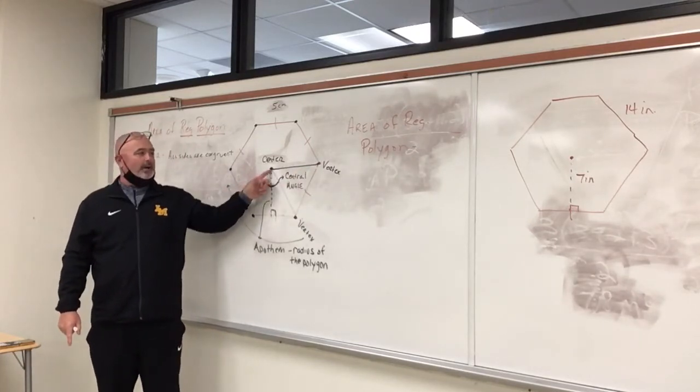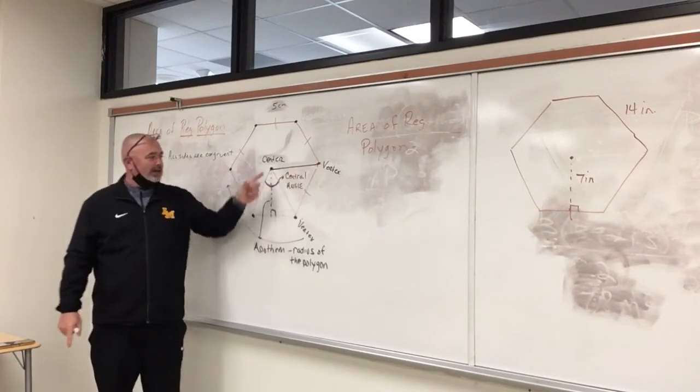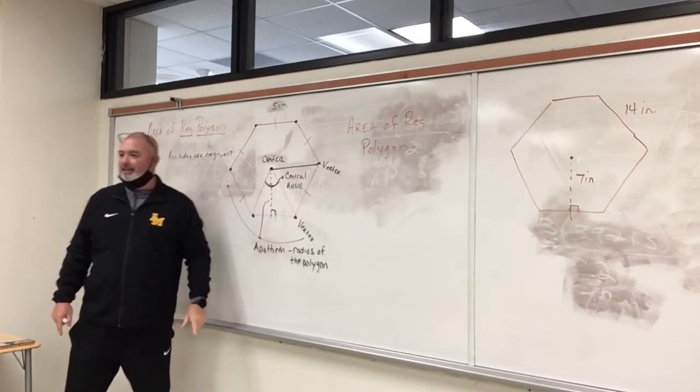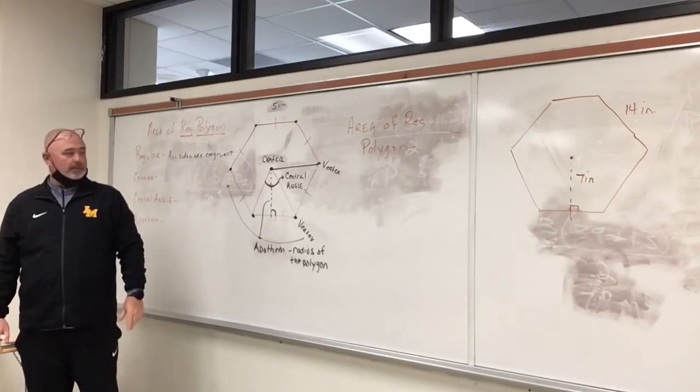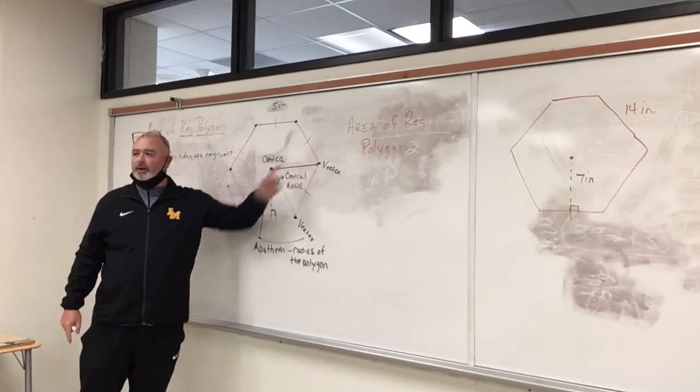Can anybody tell me what's the difference between this line and this dotted line besides that they are dotted? What's the difference? It's the radius of the polygon. Well, yeah, but wouldn't that be halfway across too?